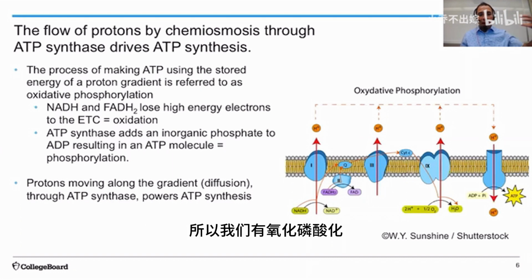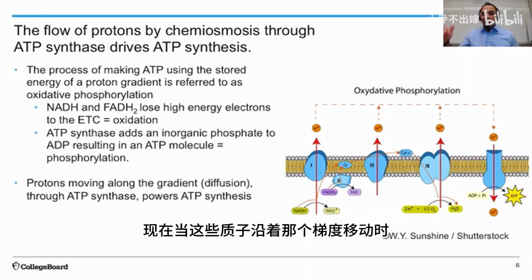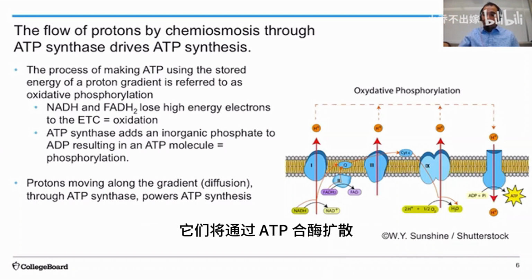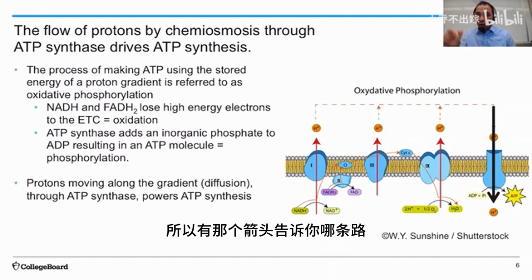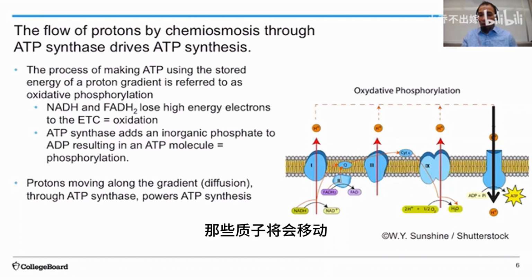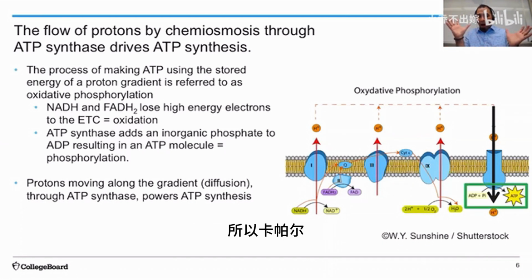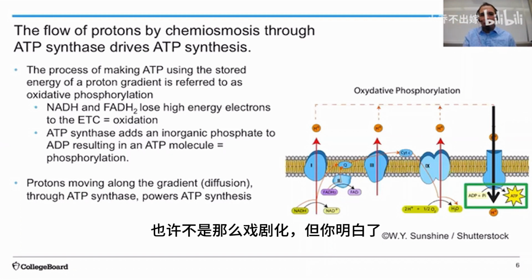And so we've had oxidative phosphorylation, and now as those protons move along that gradient, they're going to diffuse through ATP synthase. They're all the way on the end, and as they diffuse through that synthase, they're going to allow for the production of ATP synthesis. And so there's that arrow showing you which way those protons are going to move. And so kapow, we got ATP. Maybe not quite that dramatic, but you get the idea.